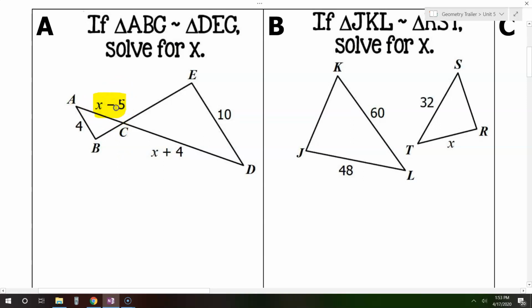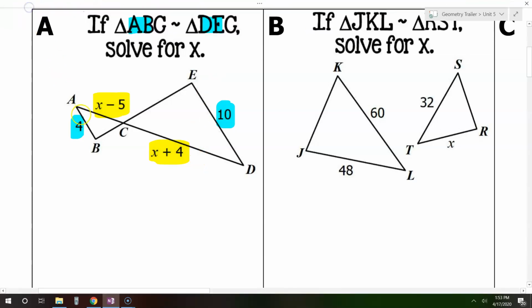For example, side AC is this, AC. Now here's A, here's C. That's the beginning and the end. That corresponds with D and C. So this is side DC. So these are corresponding sides. Similarly, if I want to talk about side AB, AB is the first two, that corresponds with DE. And DE is over here, so these are corresponding sides.